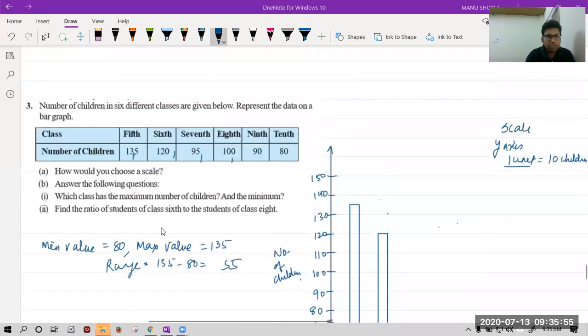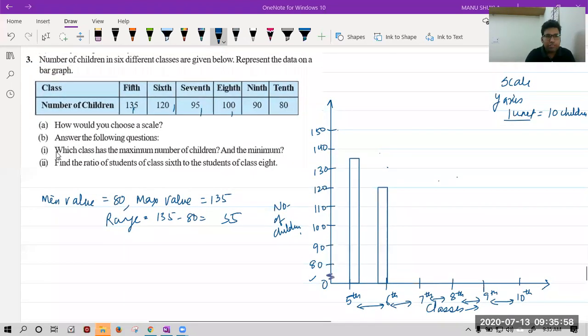In this question there are some parts also. Which class has the maximum number of children and the minimum? You can tell very easily. Find the ratio of students of class 6 to class 8. Please tell me the second part answer. What is the ratio of class 6 to class 8 students?